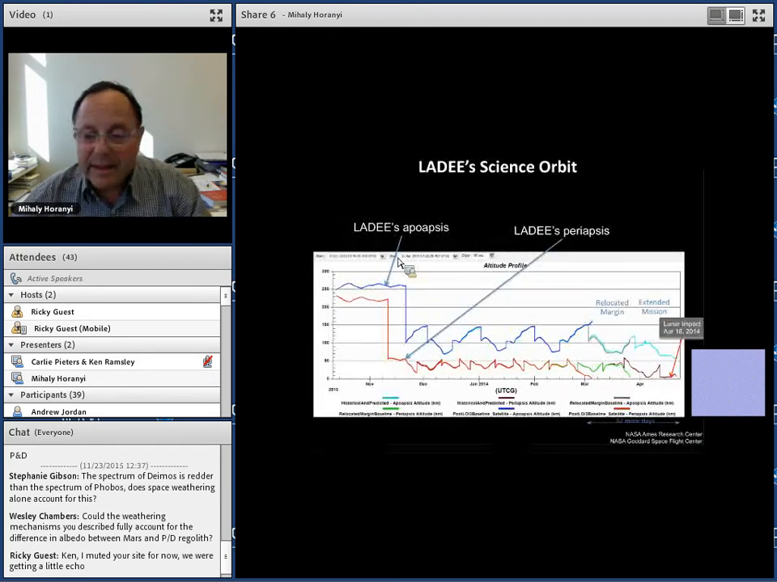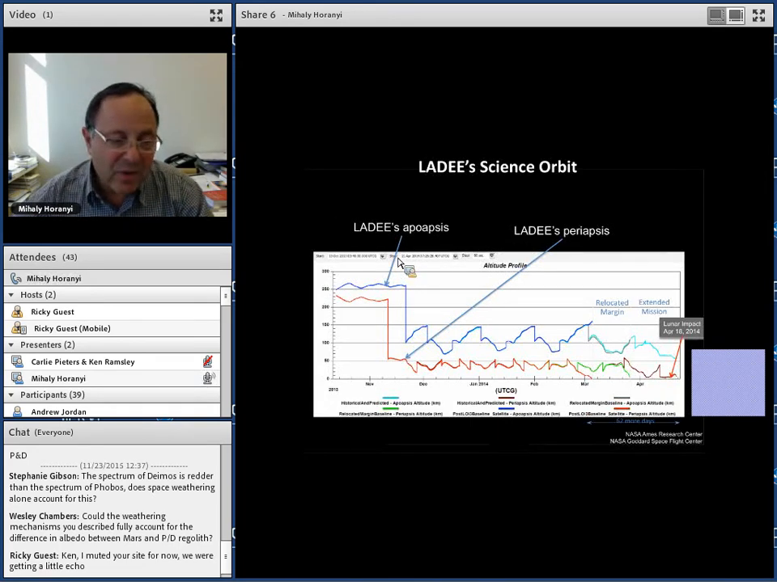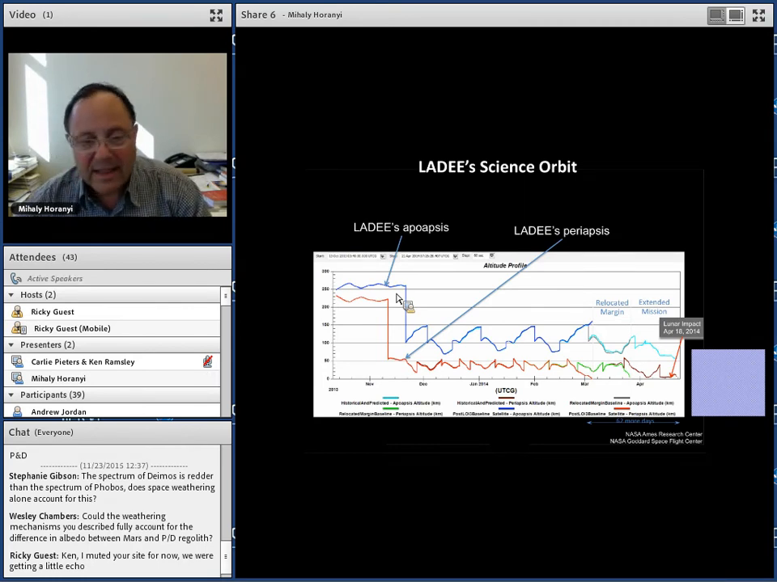This is the orbit of the spacecraft. It arrived at a 250-kilometer orbit. After a month or so, when all the instruments were checked out, it dropped to an orbit somewhere between 30 and 100 kilometers, and it stayed there till mid-April of 2014.